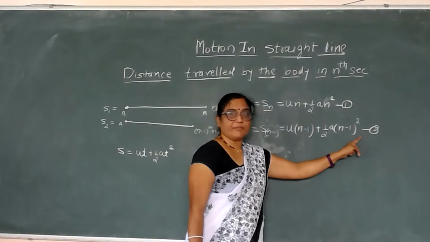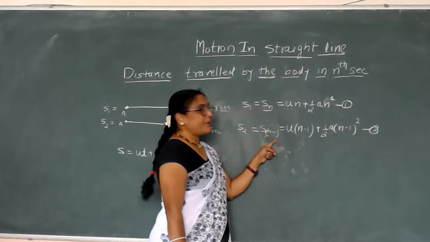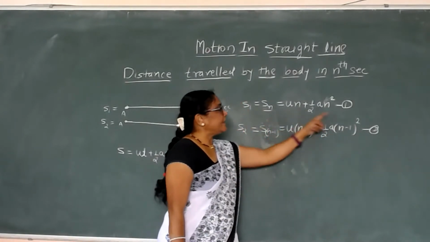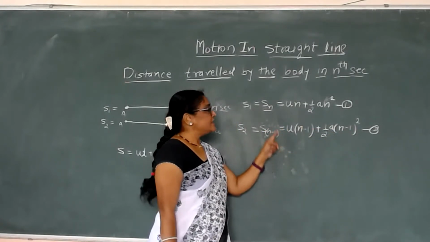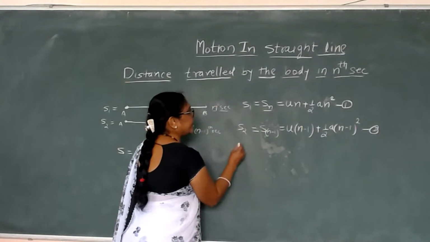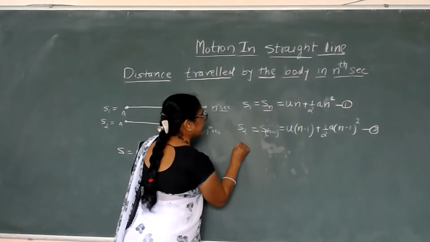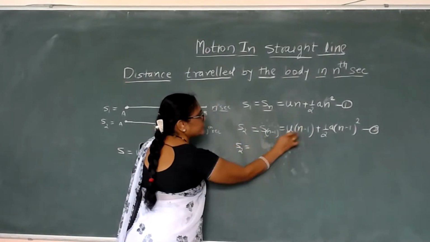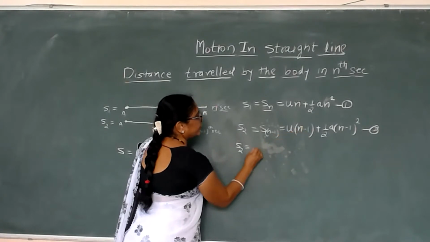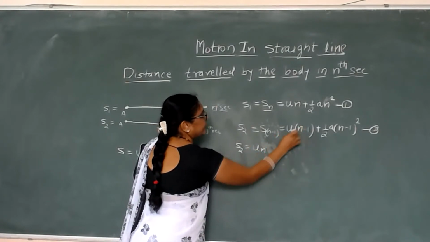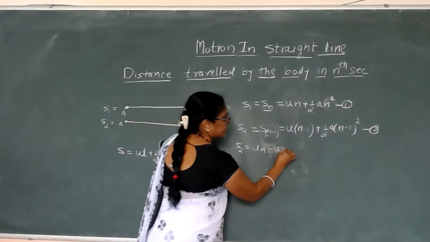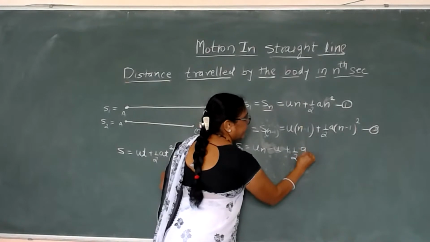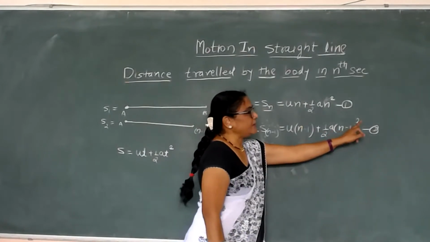So this is equation number 2. Simplify this equation, that is the distance traveled by the body in the n minus 1 second. S2 is equal to, simplify this bracket, u into n, un minus u, plus half a, here n minus 1 whole square.